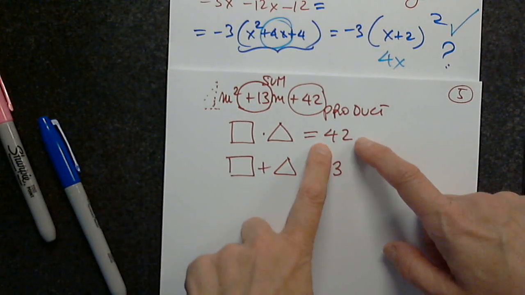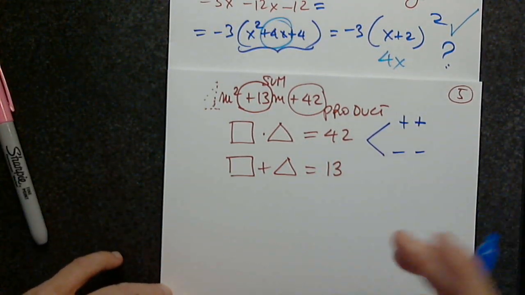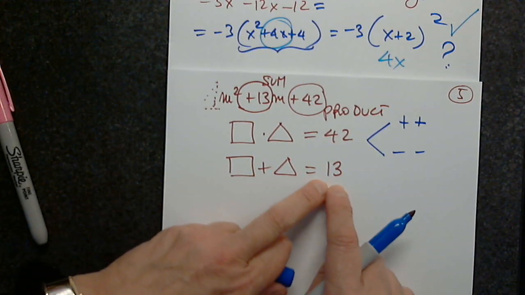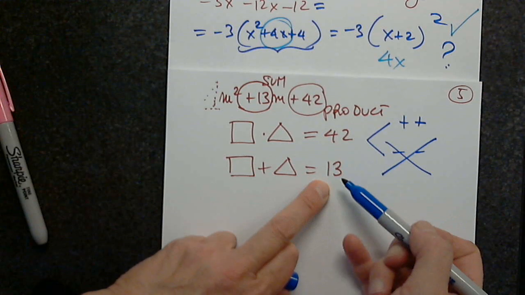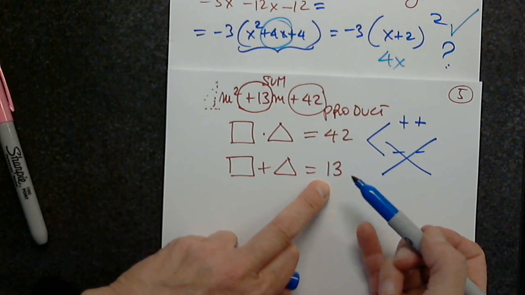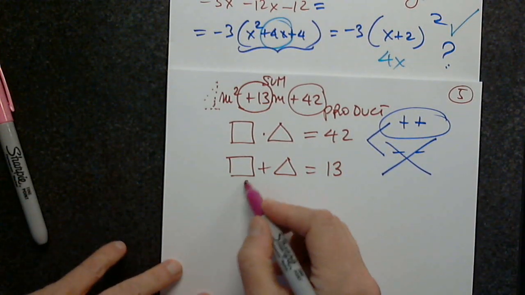Since the product is positive, there are 2 options: positive, positive, or negative, negative. But their sum is positive. Of course, this will not work, because if I add 2 negative numbers, I'm not going to get a positive number. So that's the first step that I have to worry about, a sign.